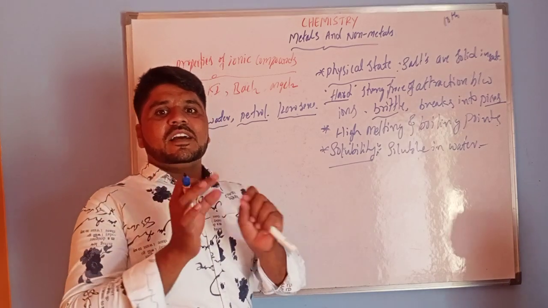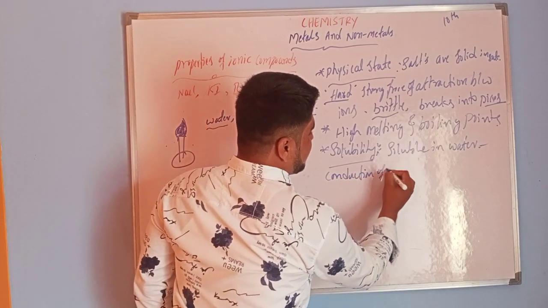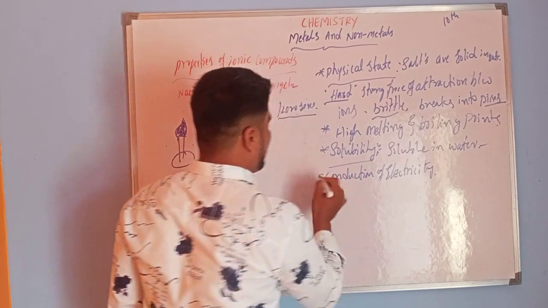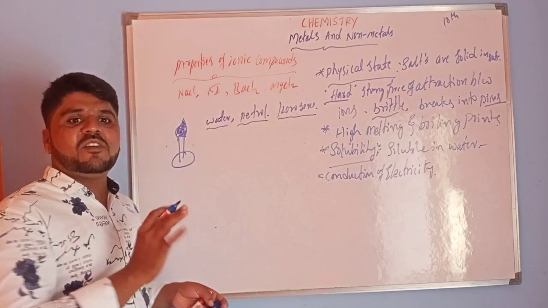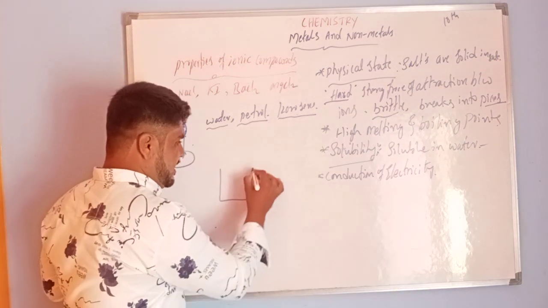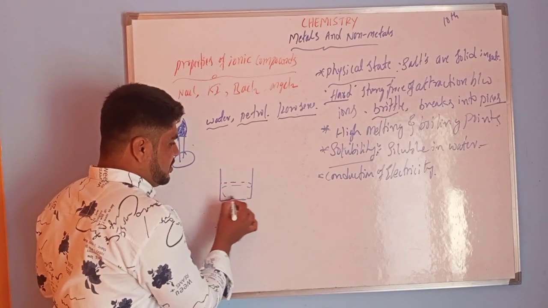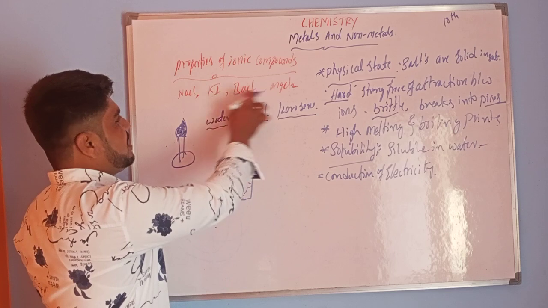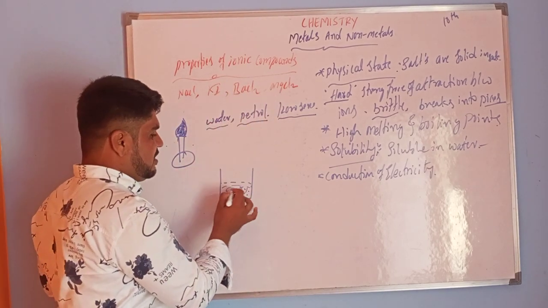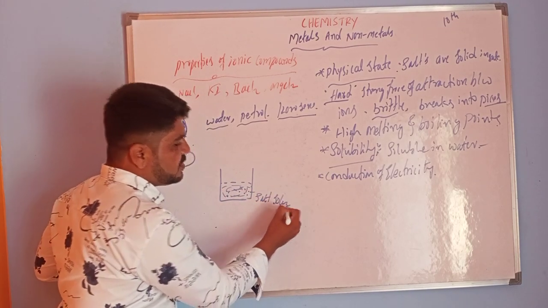Next is conduction of electricity. This is one more property. For this we once again perform an activity. For this activity we need a beaker, in which I am preparing a salt solution. Any salt solution: NaCl, KCl, BaCl2, MgCl2. Take salts and dissolve them in water. Okay, this is the salt solution.